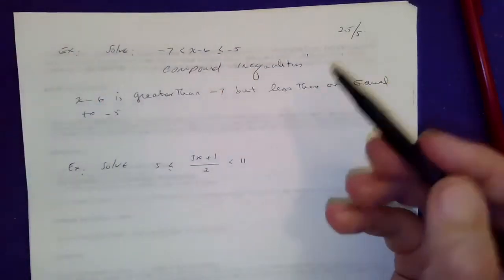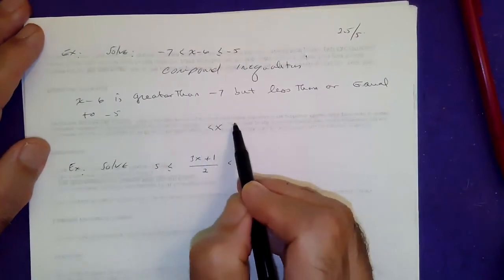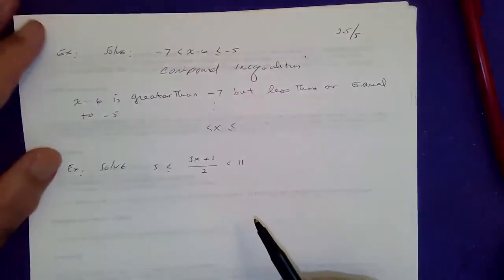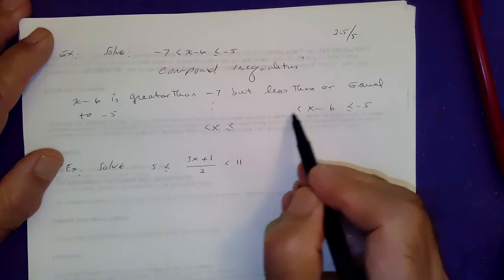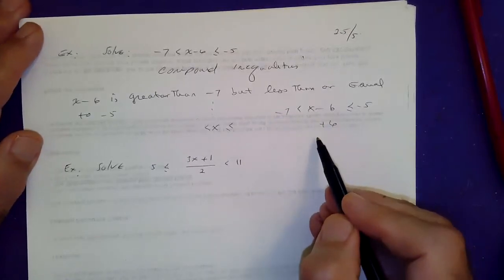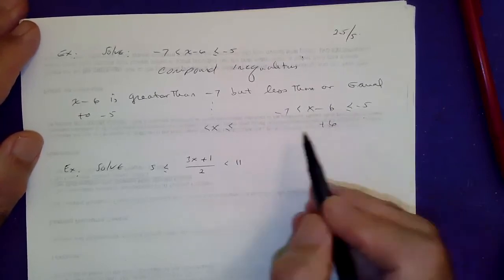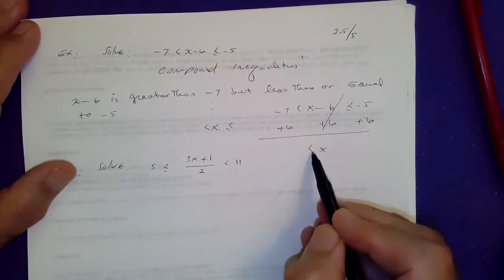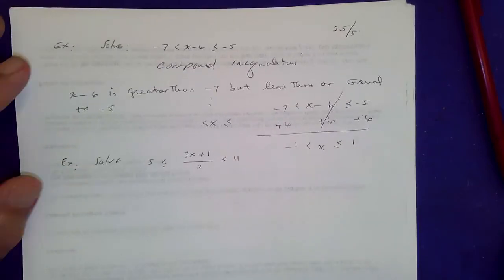So you read it inside out. So the idea is what? To have x isolated in the middle. That's the objective. Okay, so start with the original problem. Get rid of the negative 6 by adding 6 to each side, middle, left, and right. So you kind of go like this. So these guys canceled. x is greater than negative 1, but less than or equal to 1.